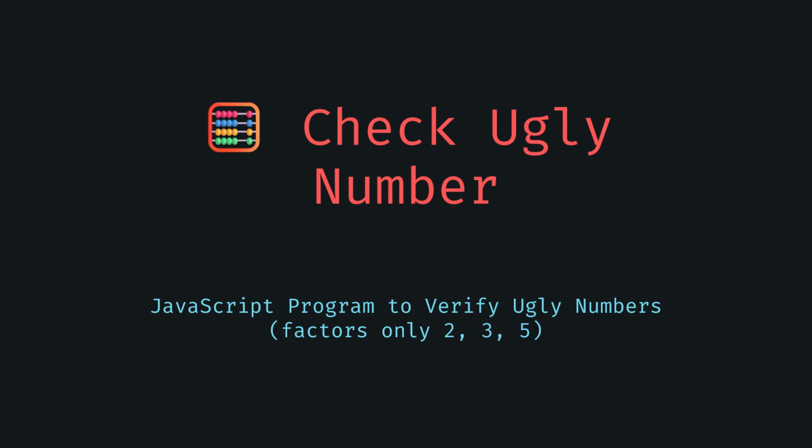Today, we'll write a small JavaScript utility to test whether a positive integer is an ugly number. Now, ugly numbers are positive integers whose only prime factors are 2, 3, and 5. That means, after repeatedly dividing by 2, 3, and 5 while possible, you should end up with 1. We'll also include input validation, handle edge cases, and keep the implementation simple and fast. Let's jump into the code and logic.